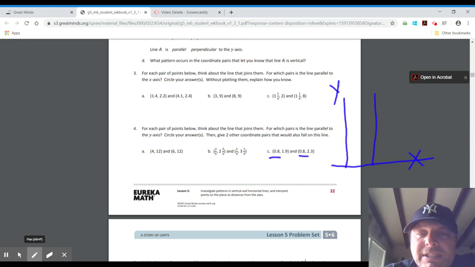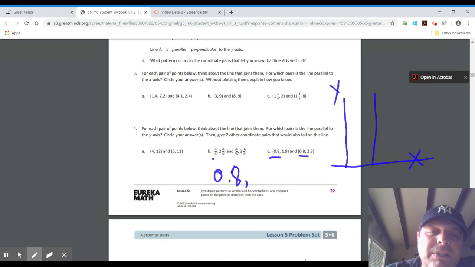So it wants us to give 2 other points. All you have to do is, for any other points on that line, you're just going to start with 0.08. And you can literally write any number you want as the second number. So this is x, and that's the y. The second number could be any number you want. I mean, it can be 100. It could be 1,000. It could be 6.2.